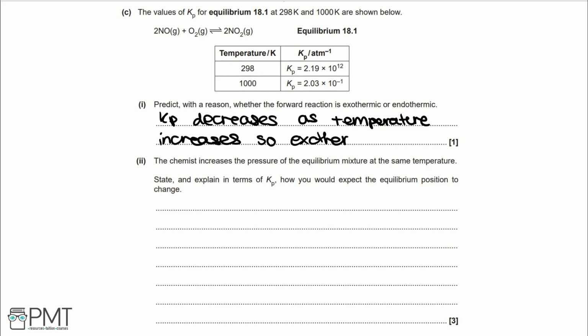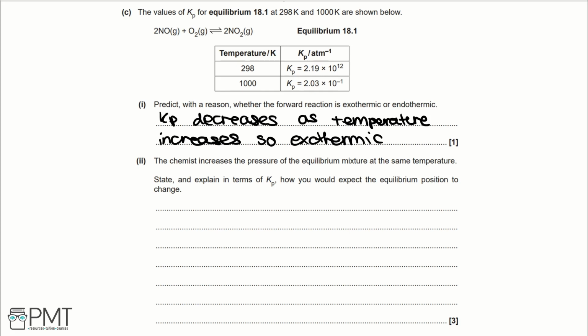If you didn't know the answer, it's worth making a revision resource because this is quite a common question and it comes up a lot, so it's really useful to know this very well before going into your exams. To get the mark for this question, you need to say that it's exothermic, or the forward reaction is exothermic, and that Kp decreases as temperature increases. Both are required to get the mark.